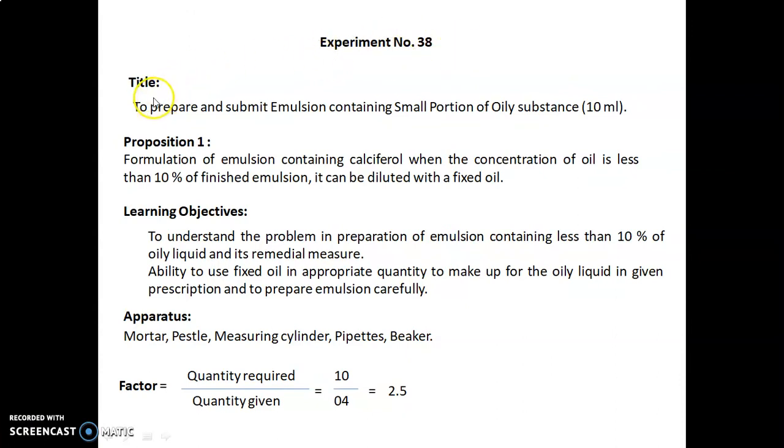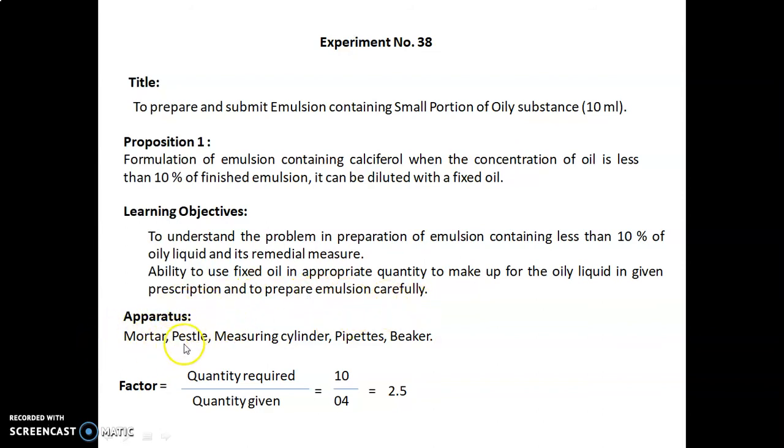Experiment number 38. The title of this experiment is to prepare and submit emulsion containing small proportion of oily substance, that is 10 ml. Proposition 1 is formulation of emulsion containing calciferol, when the concentration of oil is less than 10% of finished emulsion, it can be diluted with a fixed oil. Learning objectives are to understand the problem in preparation of emulsion containing less than 10% of the oily liquid and its remedial measure, then ability to use the fixed oil in appropriate quantity to make up for the oily liquid in the given prescription and prepare the emulsion carefully.